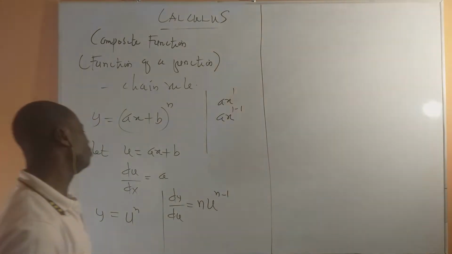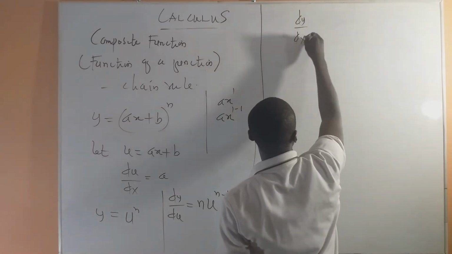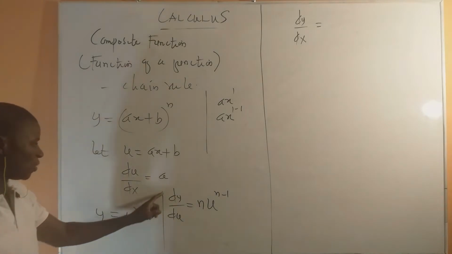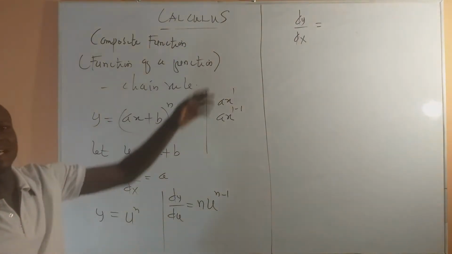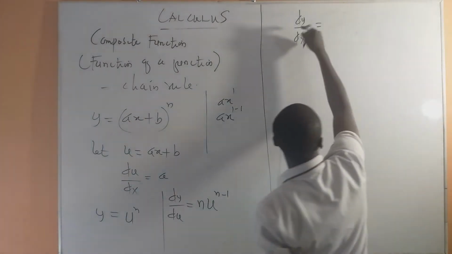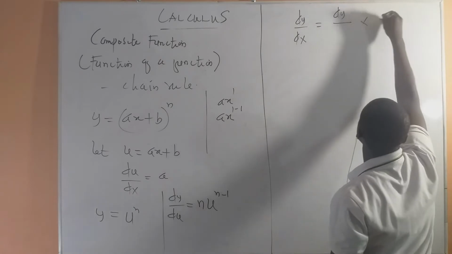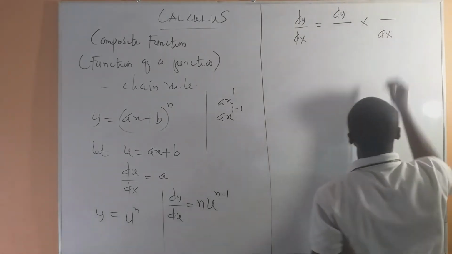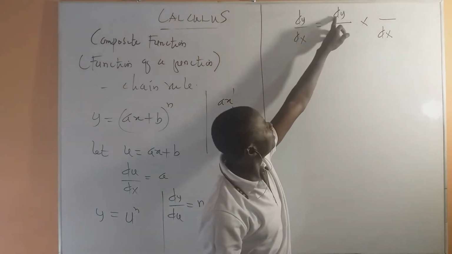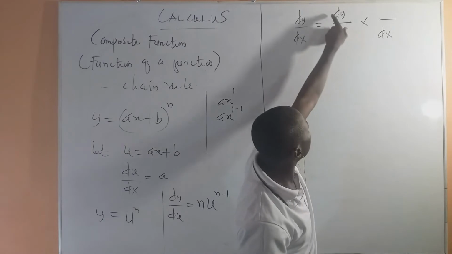So from the chain rule, what we are saying is, take note that what we need is dy/dx. But what we have here is du/dx and dy/du. So how do we get dy/dx? How do we differentiate y with respect to x? Take note that this is the same as dy over something times something over dx. Because if this is dy over something times something over dx, you see that you still have dy/dx.